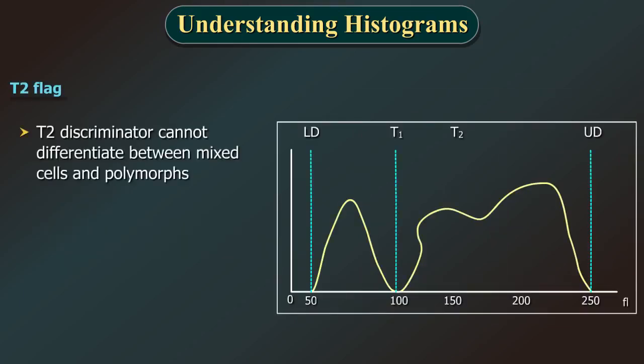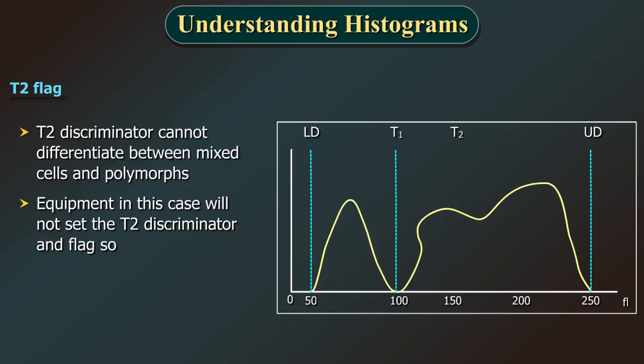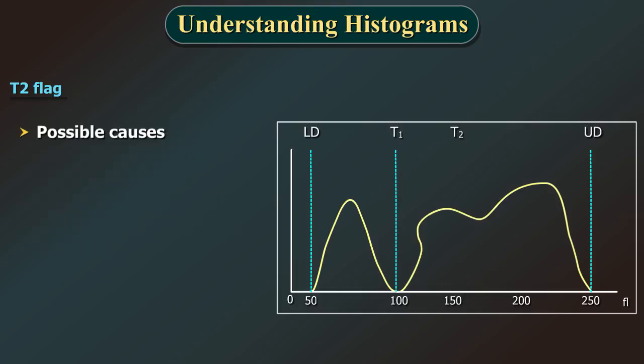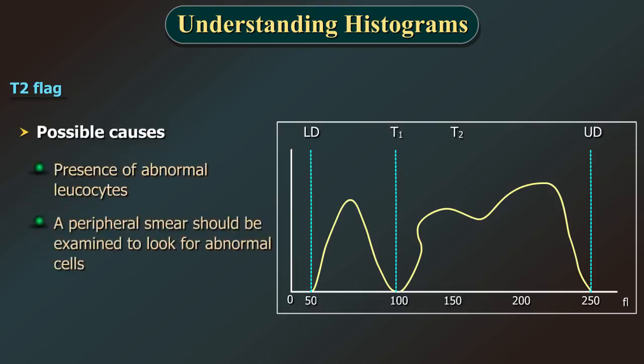T2. The T2 discriminator cannot differentiate between mixed cells and polymorphs. The equipment in this case will not set the T2 discriminator and flags so. Possible cause is presence of abnormal leukocytes. A peripheral smear should be examined to look for abnormal cells.